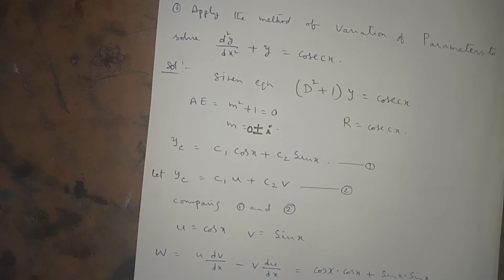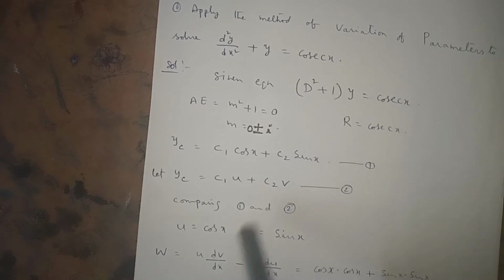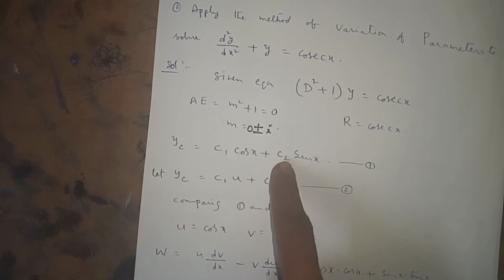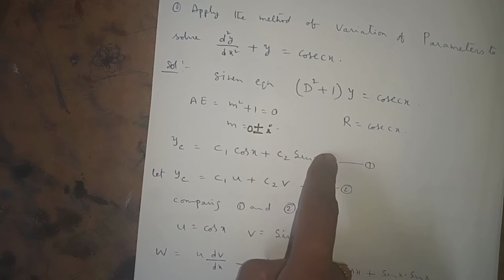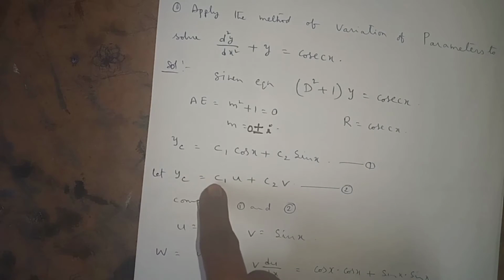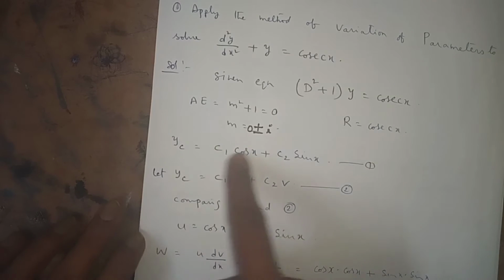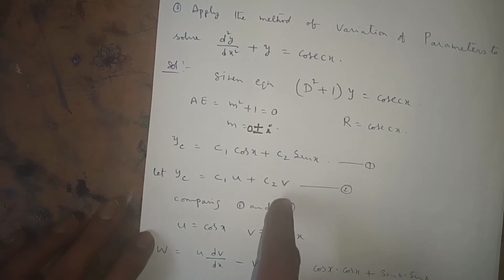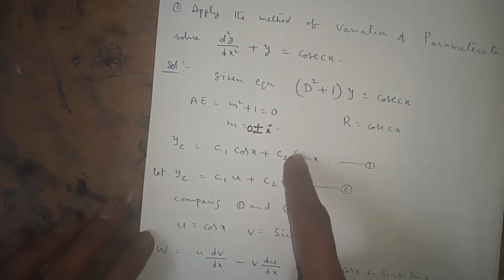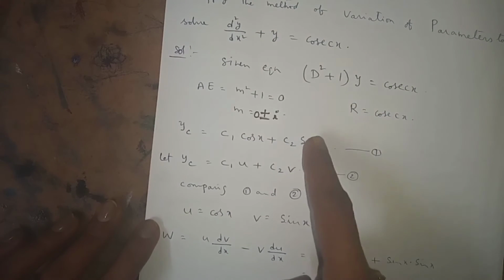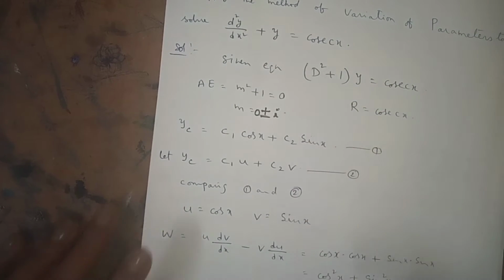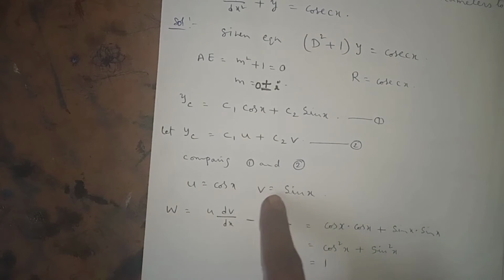This is yc. Now take this as equation 1: yc is equal to c1 cos x plus c2 sin x. Let us assume yc is equal to c1 u plus c2 v. If you compare both equations, u is equal to cos x, v is equal to sin x.